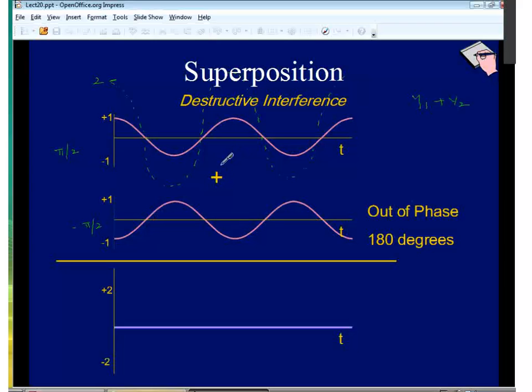But 2 minus 1 is 1. So the result would be something like this. This fellow wins, but it has got half amplitude. It becomes this. So something like this will come here. So one should not think that destructive interference means no sound, or destructive interference necessarily means no light. It could be so sometimes, but it doesn't have to be so all the time.